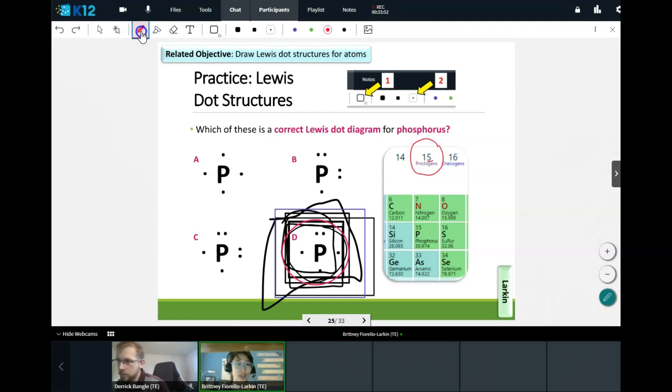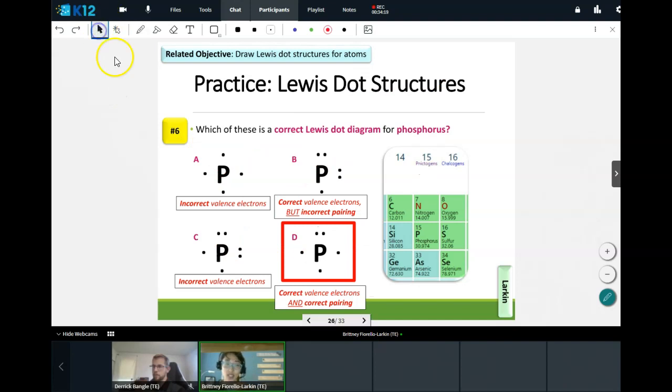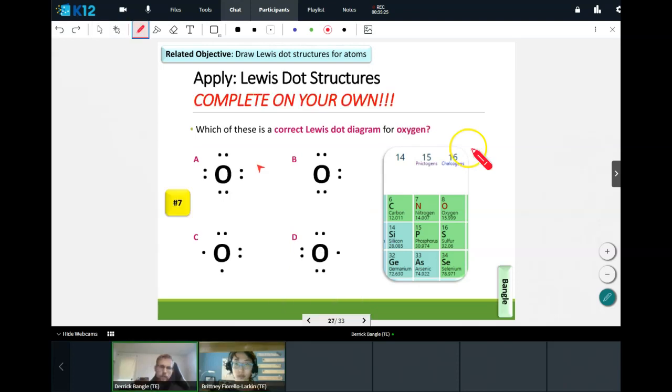I would totally agree here. So for sure, A does not work. A has 4. And we know that because phosphorus is in group 15, take a look at that last digit, it should have 5 valence electrons. So A does not work. C also does not work. It has 6 valence electrons. And while B does have 5 valence electrons, it's missing them on this side. Again, you have to have 1 at least on each side, so B also does not work. Great job on that one. This is the answer to number 6. Number 6, the only one that has the correct amount and the correct pairing is this one on the bottom right. Go ahead and take 20 seconds to answer that and raise your hands.